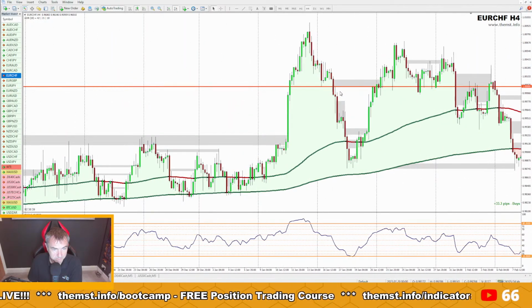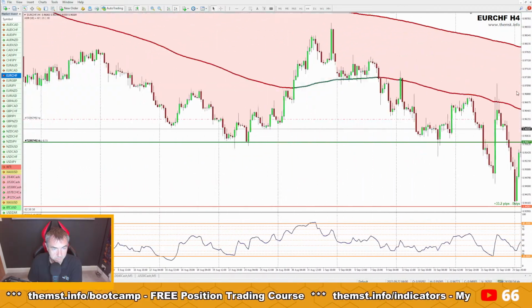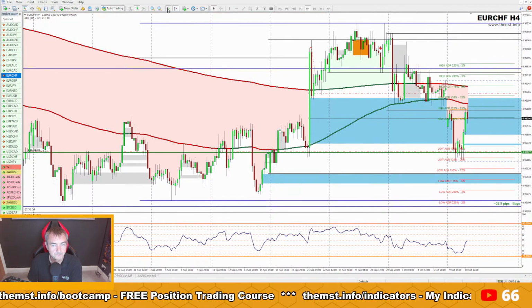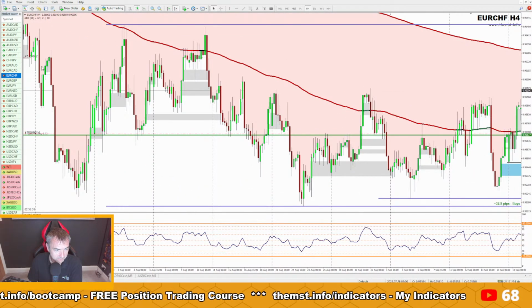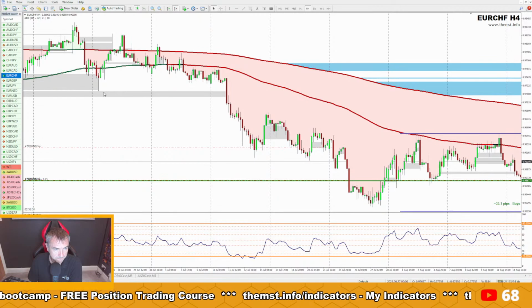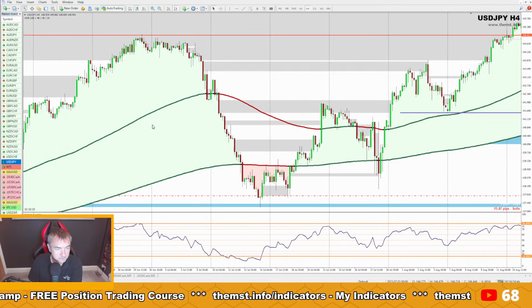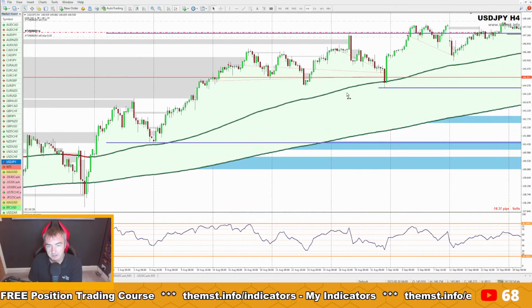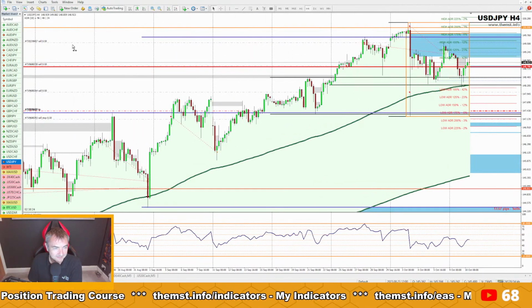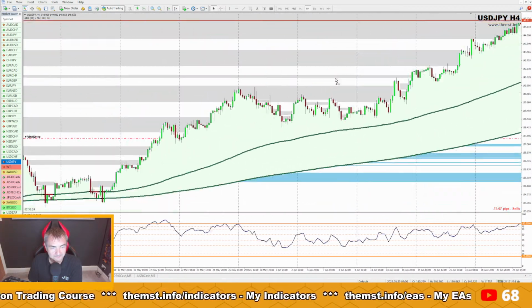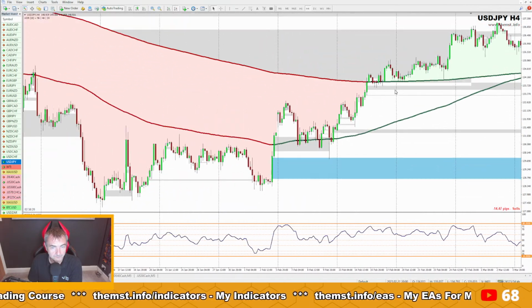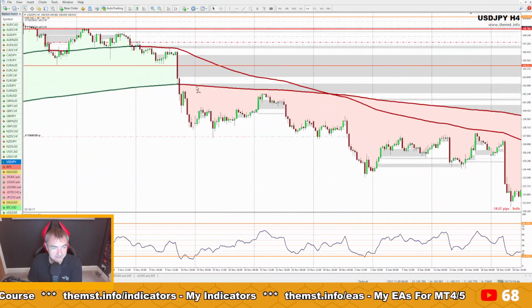Where the hell am I? I don't know where I went then. I'm on the wrong currency. What the hell? Here's my disabled MT4 today.